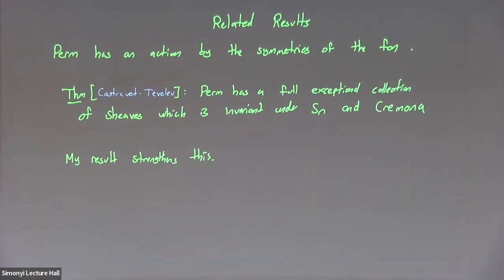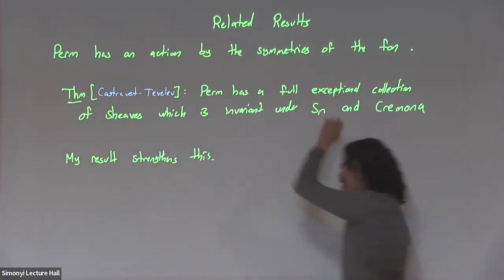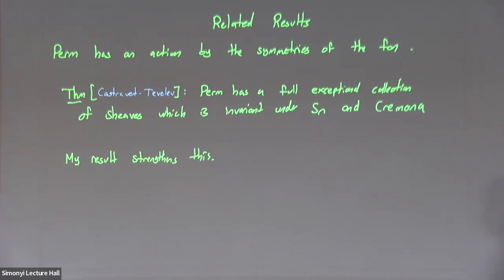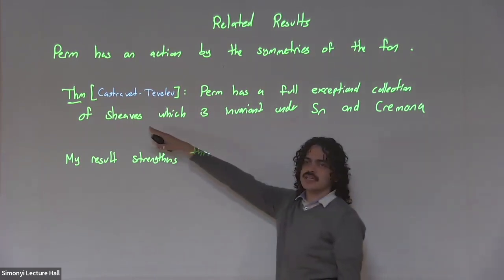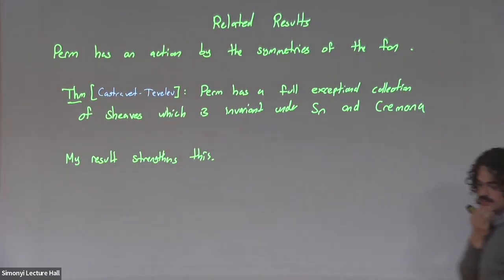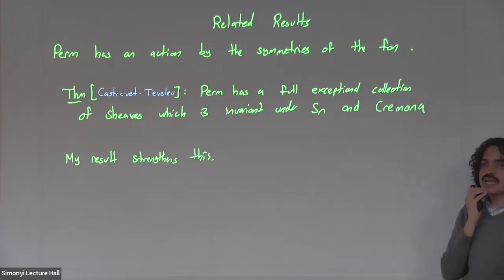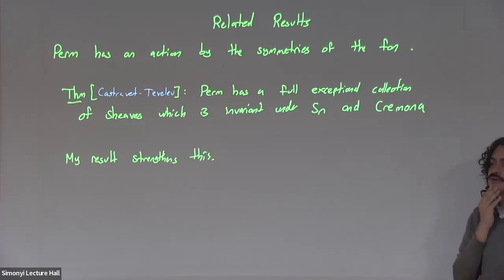It's a stronger result, and it's stronger in two ways. First of all, they don't have the word strong. So mine is a strong exceptional collection, which is a stronger notion of generation. And also instead of sheaves, you can actually take line bundles. So this result is actually immediate from the description. Saying that the collection of line bundles is invariant under these actions is the same thing as saying that the polytopes are invariant under the corresponding actions.